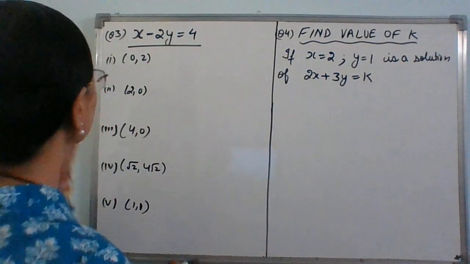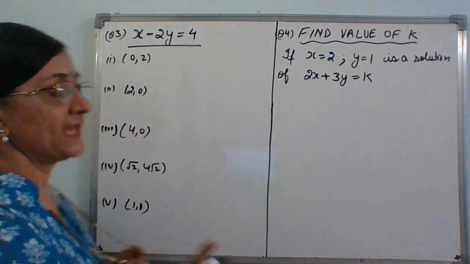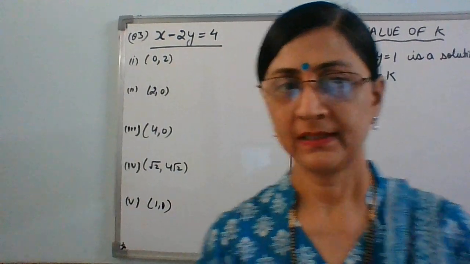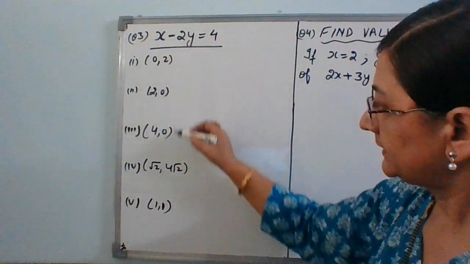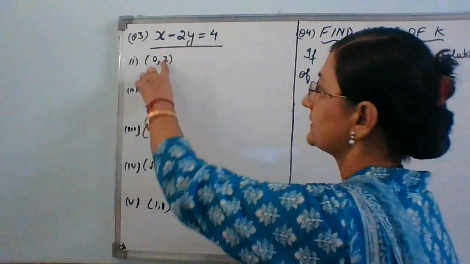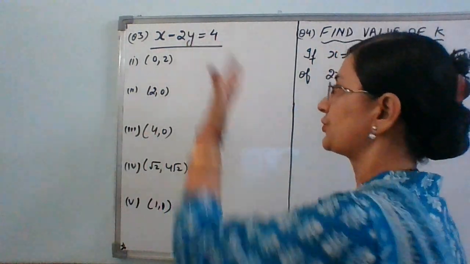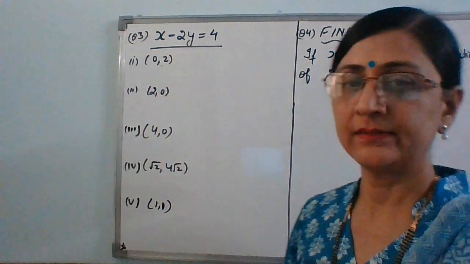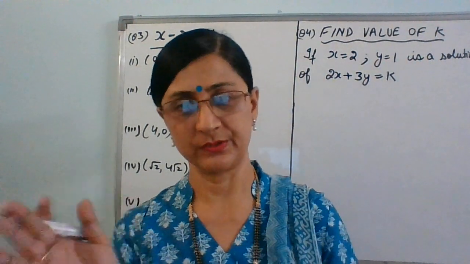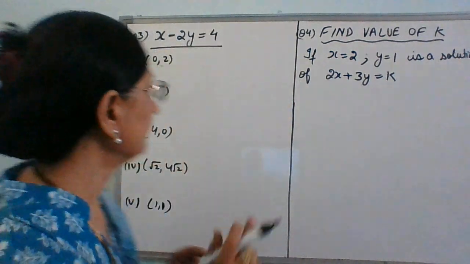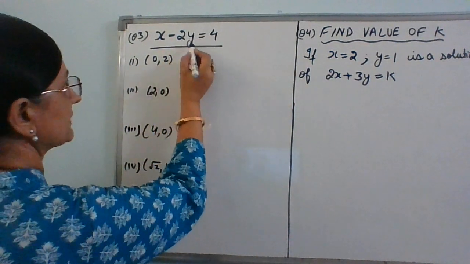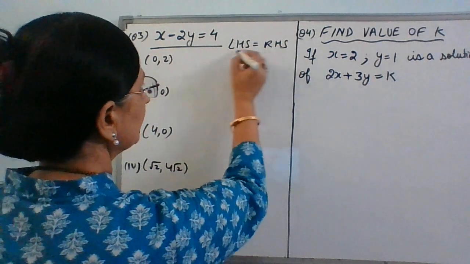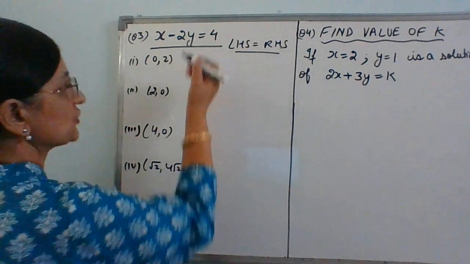Okay, what we have to do here in the third question, this is an equation x minus 2y is equal to 4, right? We have to check these 5 solutions, which is the solution of this. For that we'll have to substitute each and every value here, and check whether the left hand side is equal to RHS, right? If these two values satisfy this, meaning if LHS is equal to RHS, then this will be a solution of this. Let us check.